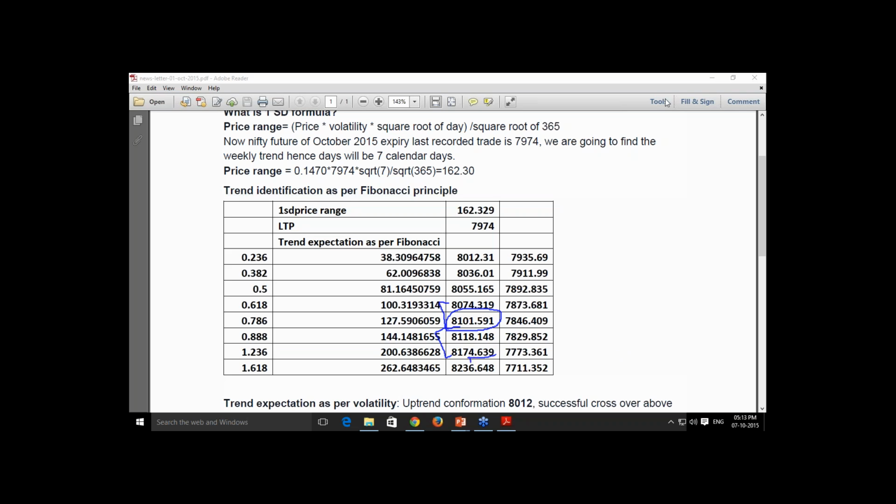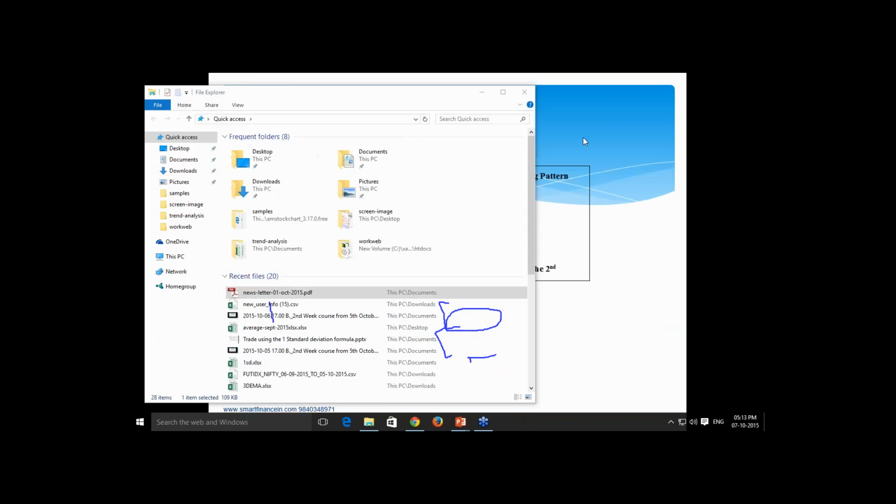So as long as you are inside the death zone, which is the 0.618 to 0.786 zone, you have maximum chances of a trend reversal. Though it is an uptrend, that trend cannot be trusted; it may reverse.